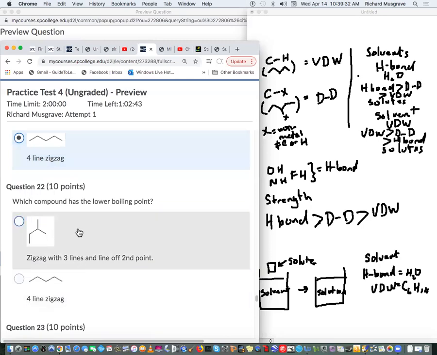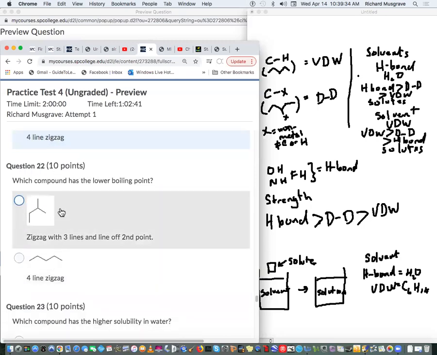Out of these two, which one has the lower boiling point? Well, they're both Van der Waal because they're all carbon and hydrogens, but this one's branched and this one's straight chain. So the one with the lower boiling point will be the branched one. Any questions?